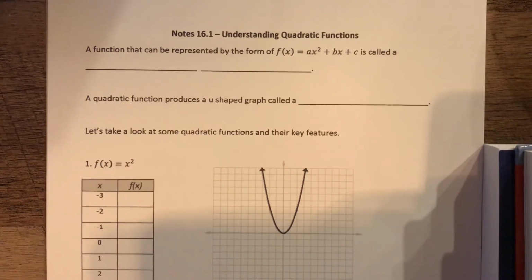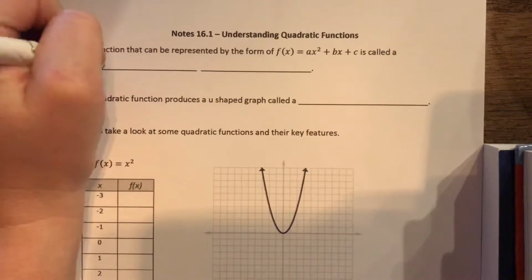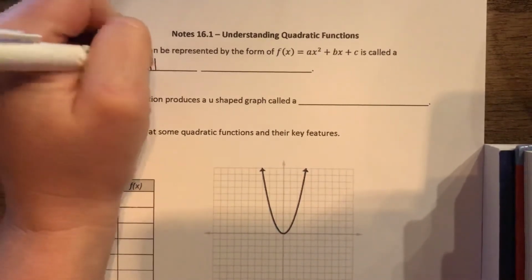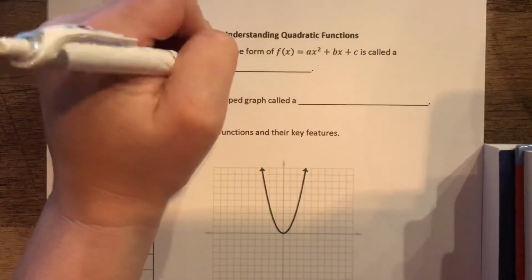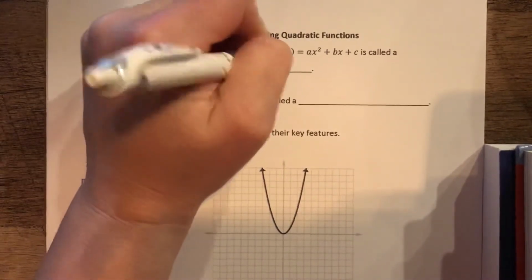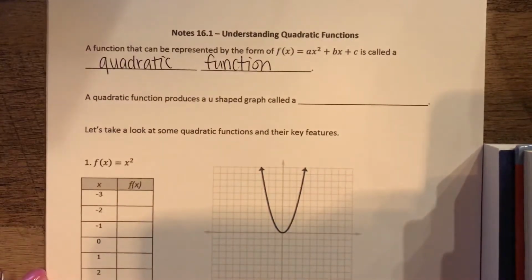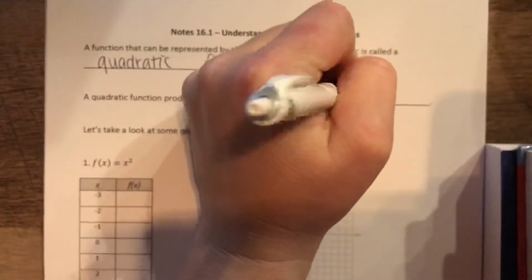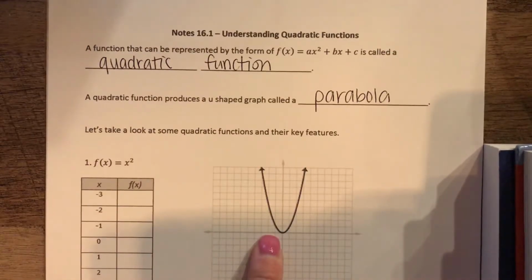The first thing in our notes, a function that can be represented by the form of f of x equals ax squared plus bx plus c is called a quadratic function. This is a new function that we are looking at. This is the first time you will have seen it. A quadratic function produces a U-shaped graph called a parabola. Please don't call it a parabola. It looks like this right here.